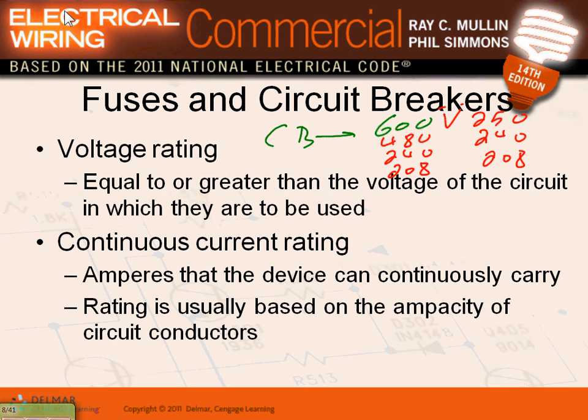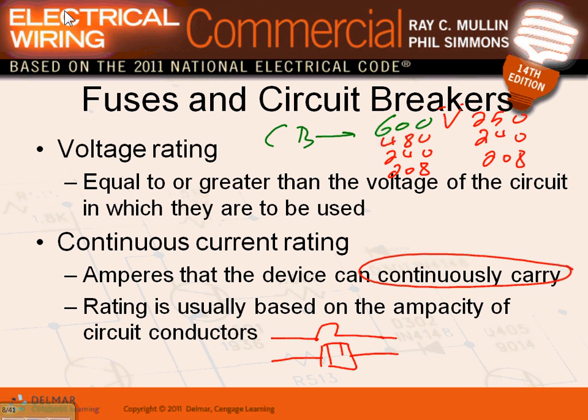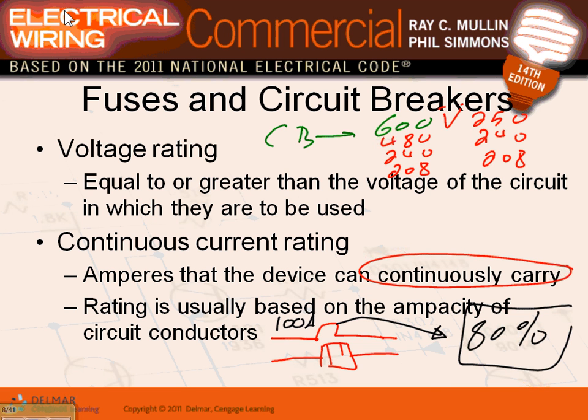Continuous current rating is what that device can continuously carry. For continuous current rating, circuit breakers and for the most part fuses too, especially circuit breakers, unless it's rated 100%, you can only load them up to 80% of your rating. Unless right on them it says 100% rated. For example, if you have a 100 amp circuit breaker, how much current can I get out of 100 amp continuously? 80 amps. Am I clear about this?